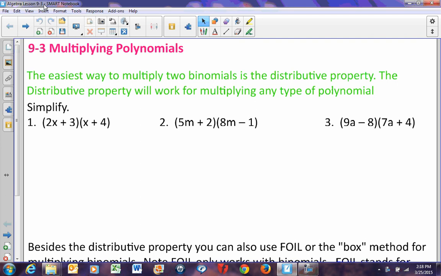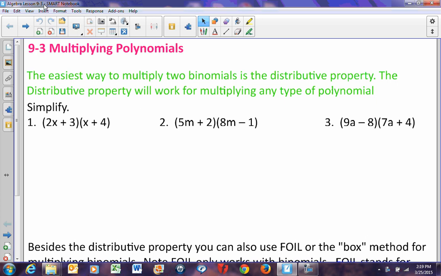This is Algebra Lesson 9-3, multiplying polynomials. The easiest way to multiply two binomials is the distributive property. The distributive property will work for multiplying any type of polynomial, whether it's a binomial, a monomial to a polynomial, a monomial to a monomial. Distributive property is probably the property I use the most frequently when I do this.